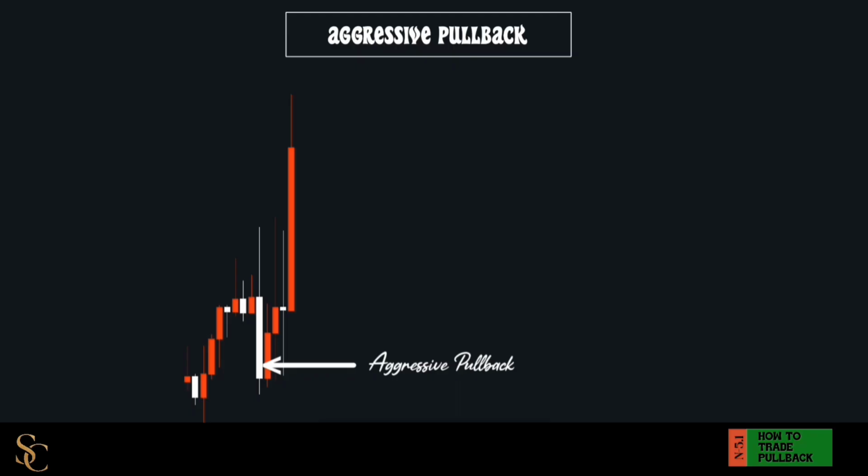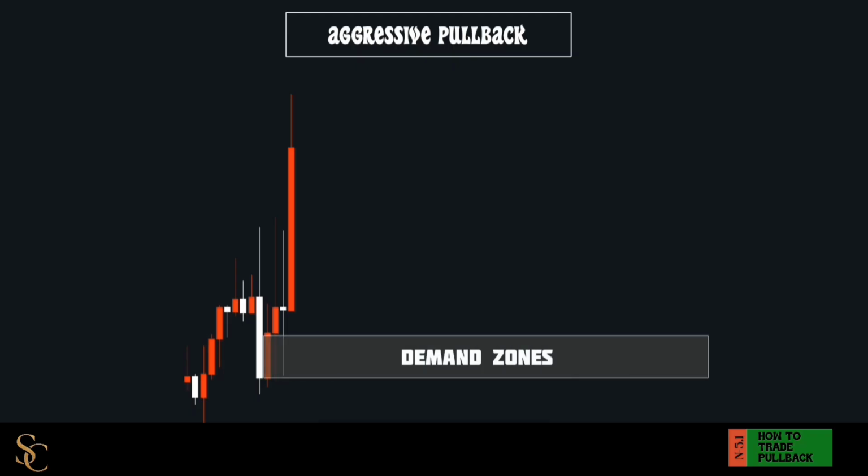Combine with key zones. Use demand and supply zones, areas where buyers or sellers previously entered the market strongly. When an aggressive pullback hits a demand zone in an uptrend or a supply zone in a downtrend, it can act as a bounce point, giving a high probability entry.